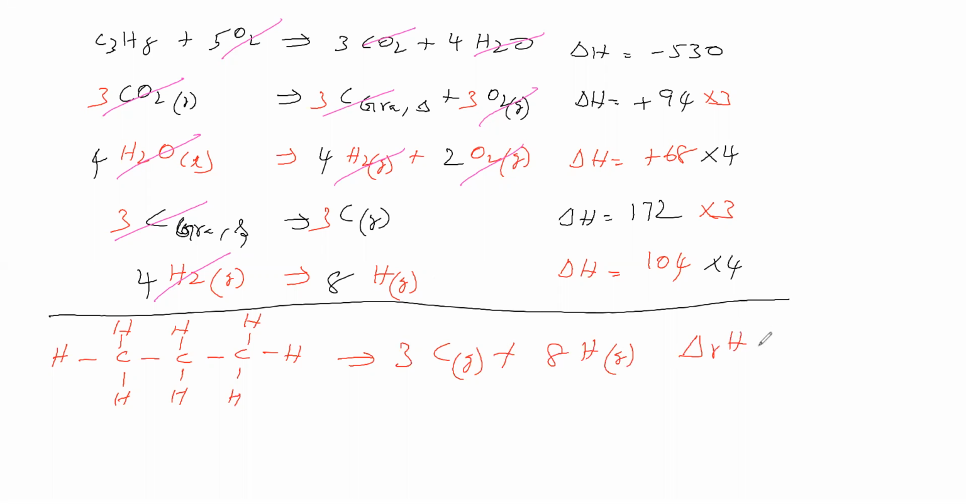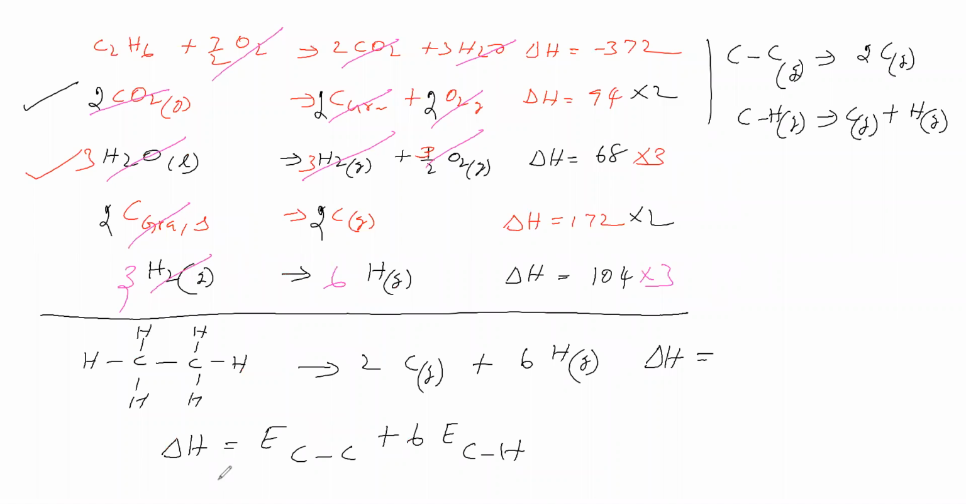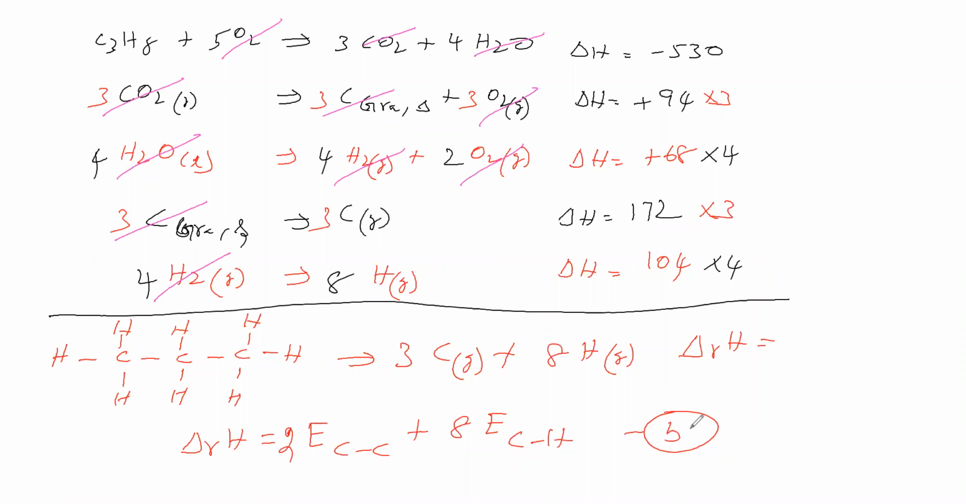For this reaction, we know delta H by adding all. By adding all, we can get delta H of this equation. So delta H of this equation is equal to CC single bond 2 times, then CH single bonds 8 times. We know delta H of this equation. For the earlier equation also we know delta H. This A equation delta H we know, and this B equation delta H we know.